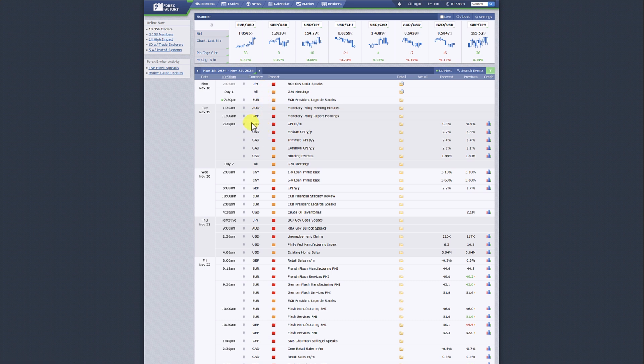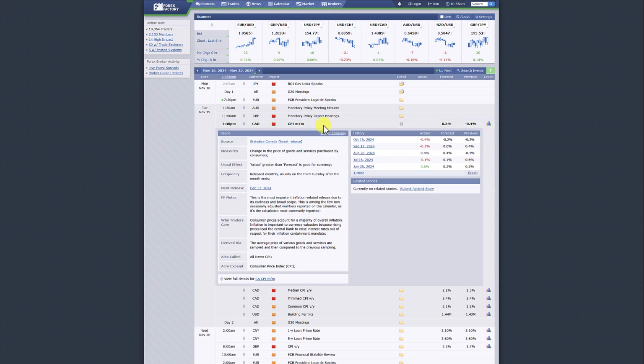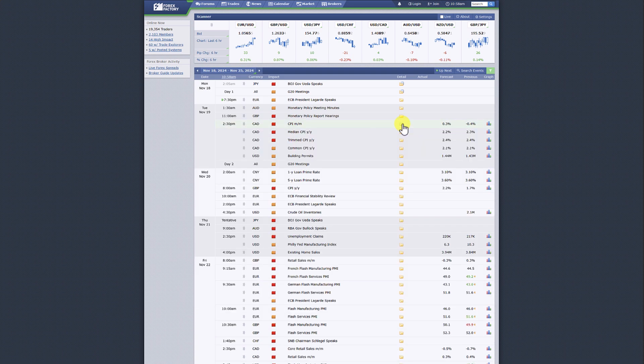It will show you the Forex pair that it's most likely going to be influenced and also the impact. So here red stands for high impact expected. Orange stands for medium impact expected. Here you can see the name of the specific news, CPI, and when you go here to this folder, you can get some more information. You will get the measurement, you will see what this actually means, why traders care, and you can also see some information about past results.